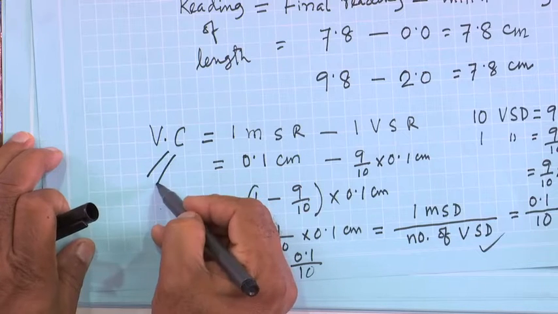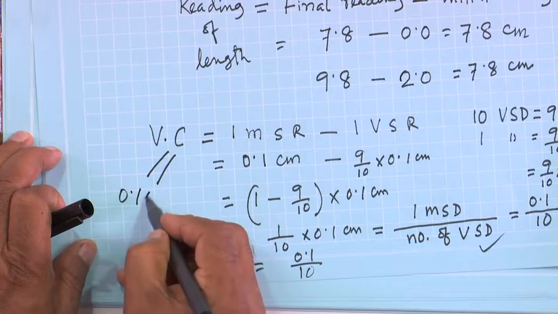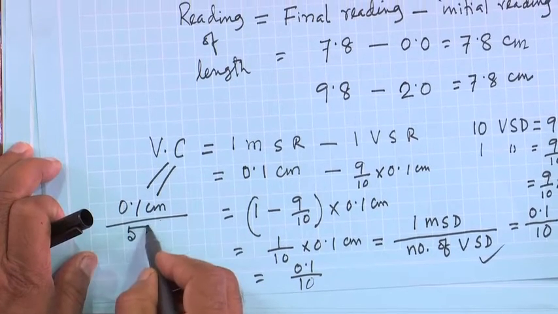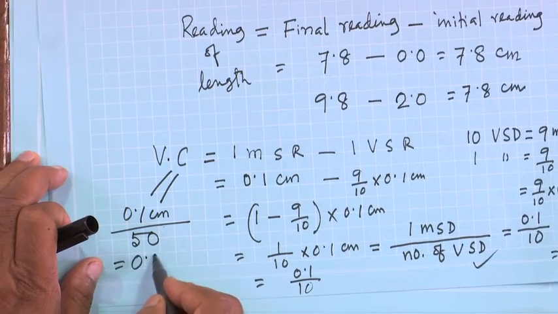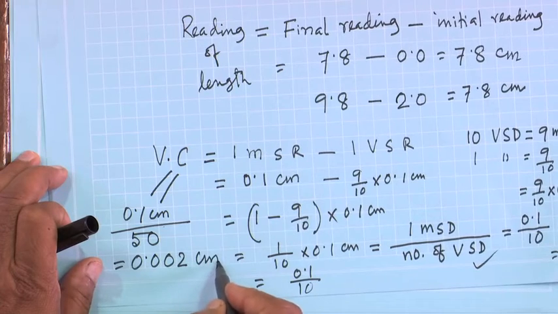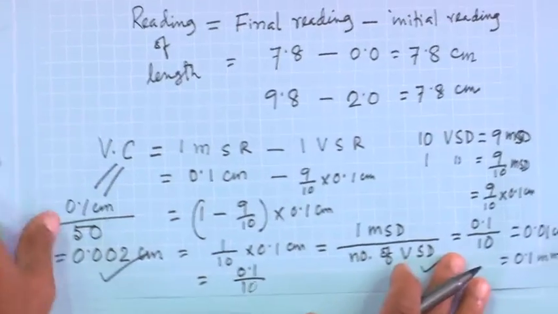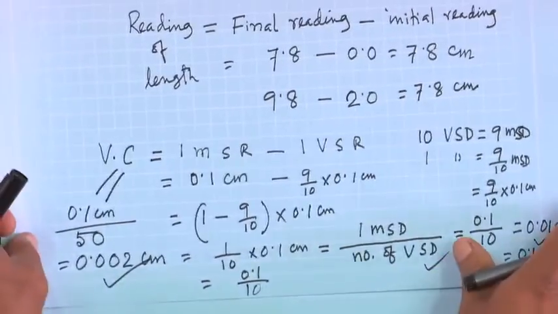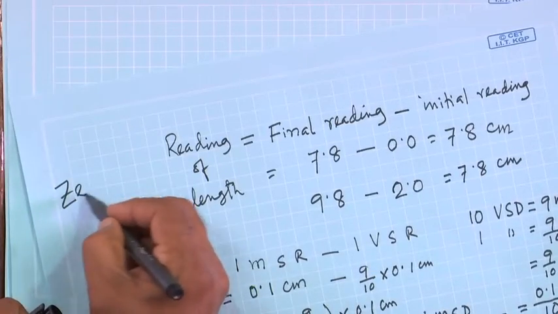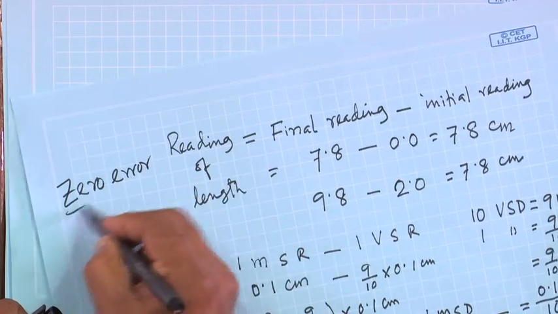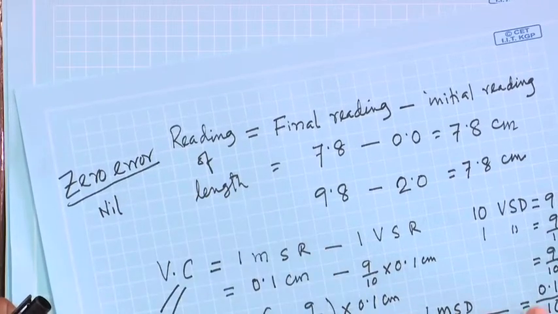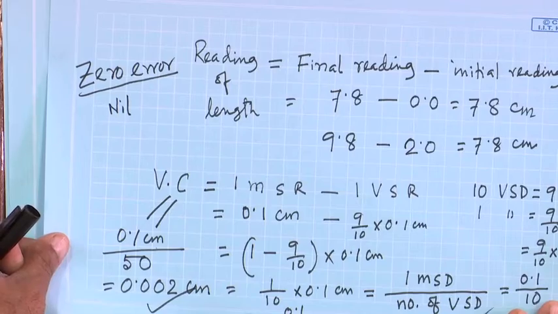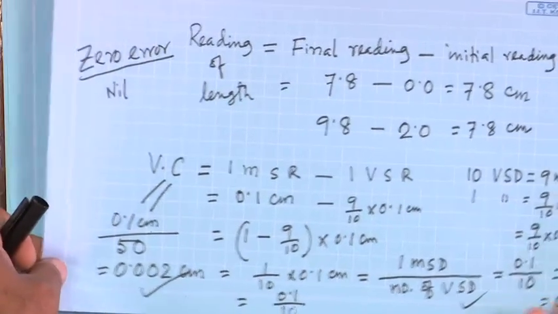So, for this case the vernier constant is 0.1 centimeter, one main scale division, divided by the total number of vernier scale divisions, this 50. So it is 0.002 centimeter. Okay. So it is 5 times better than the earlier one. Also you have to note down the zero error, which is basically nil in this case. So, before starting measurement you have to find out these two: one is zero error and another is vernier constant, right.